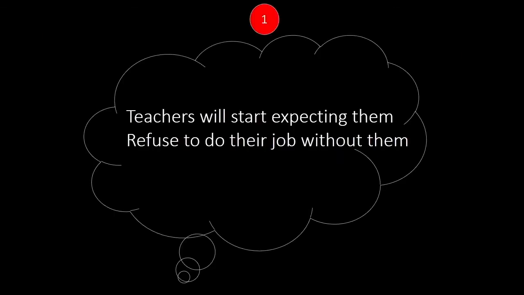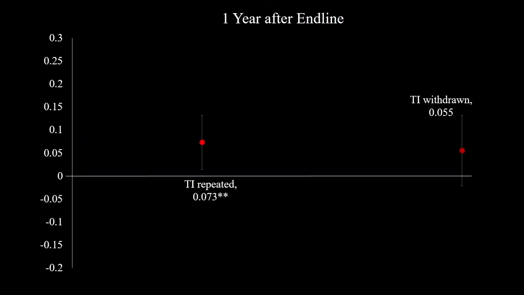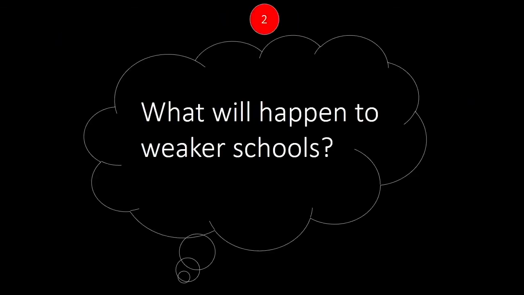Now, what about the big fear, right? So when we withdraw these incentives, at end line, end of 2014, we see that the impacts are more or less positive. They're not statistically significant anymore, but no evidence of these withdrawal symptoms. And then we don't see that again 1 year after end line. We see again they're more or less positive. And in fact, in the repeated group, there is some evidence of stickiness, right, that they continue to be positive and significant.